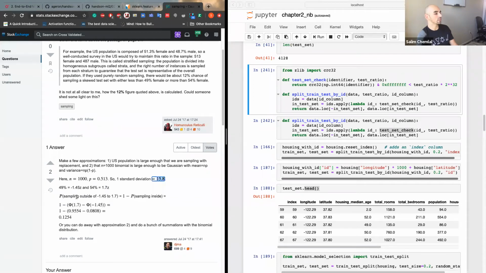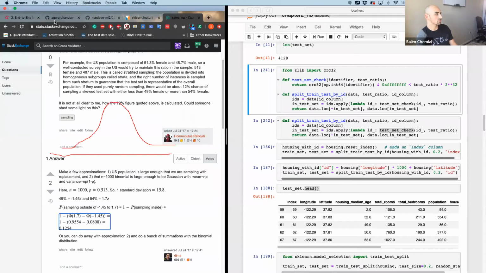And again, what he's saying is that the probability of them being outside is the same thing as 1 minus the probability of them being inside. What's the probability of being inside? We check the z-score table, and to the right of this one we will find this value, and for the negative we will find this, and that's how we get the 12%. That's in the chat.